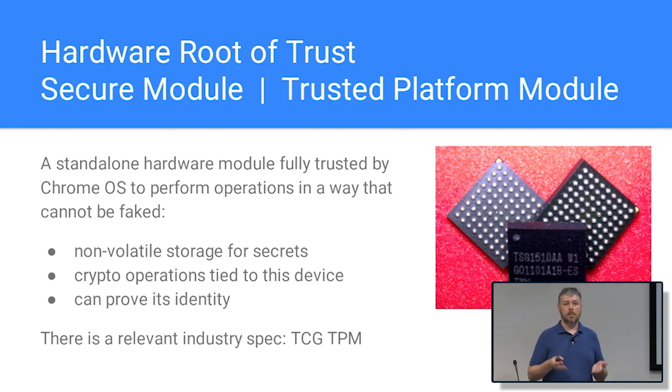And there is an industry specification that defines that type of devices. It is the Trusted Platform Module, defined by the Trusted Computing Group. And for many years, Chromebooks contained TPMs, Trusted Platform Modules, to provide this hardware root of trust capability and to root all the secrets that Chrome OS uses inside them.